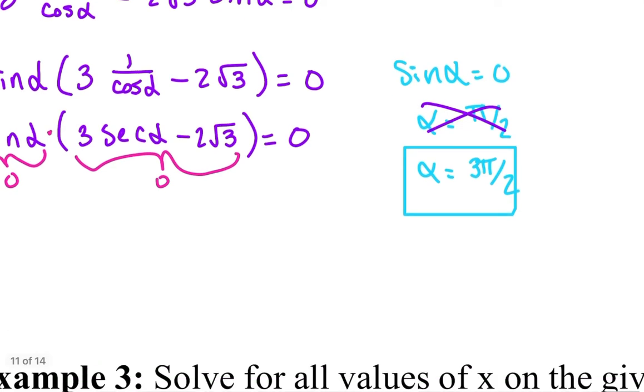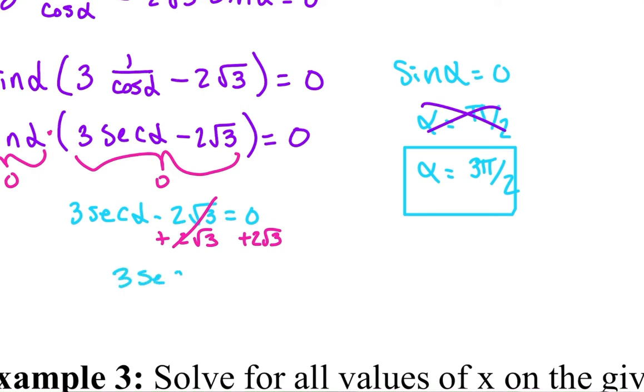Now with the other one, we've got 3 secant of alpha minus 2 square roots of 3. Set that equal to 0. So this one's going to look a little bit ugly at first, but we're going to add 2 square roots of 3 to both sides. That cancels out here. And I get 3 secant of alpha equals 2 square roots of 3, positive 2 square roots of 3.